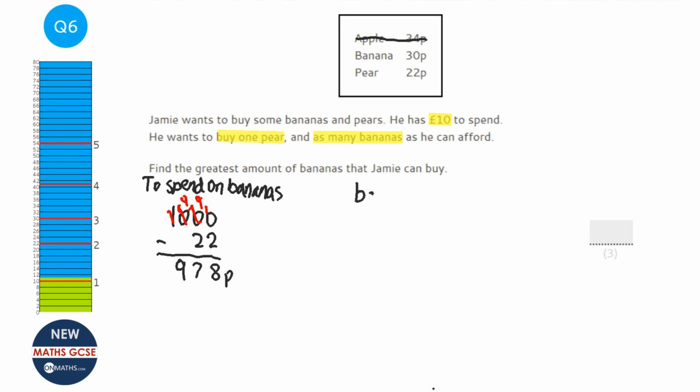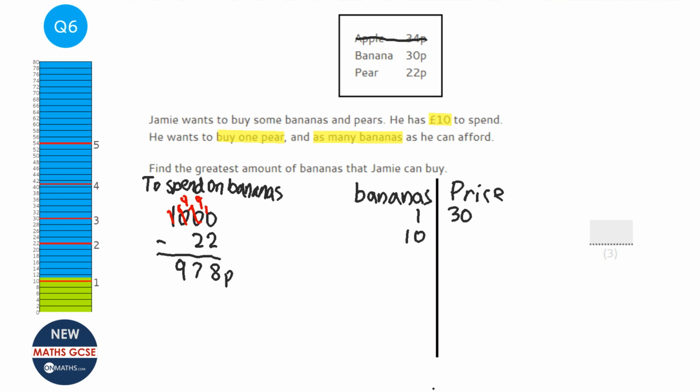So I'm going to just do a little bit of a table of values, and I'm just going to put a line going down. Okay, so if we have one banana, well, that's easy. The price of that is going to be 30p. Now we're not even close to £9.78, so we know we're going to have to buy a lot more. So what I'm going to do is just find out what the price of 10 bananas is.